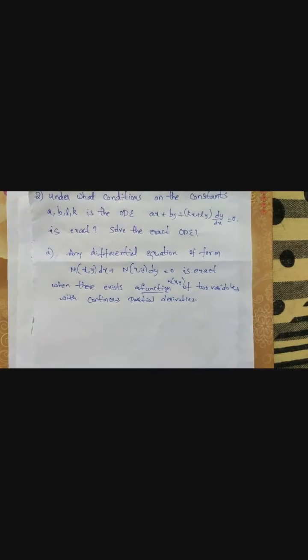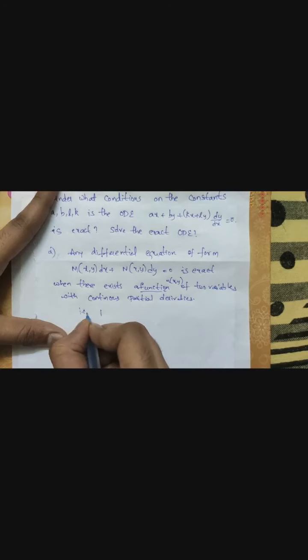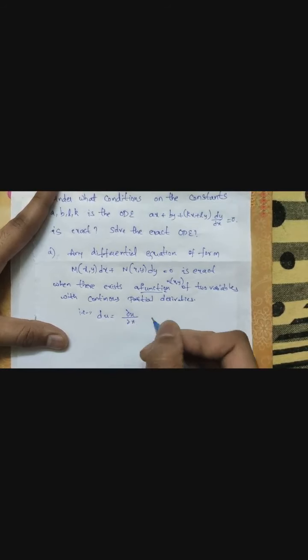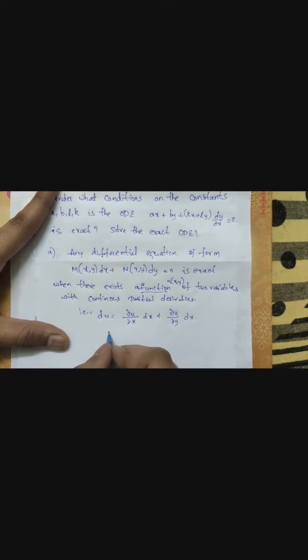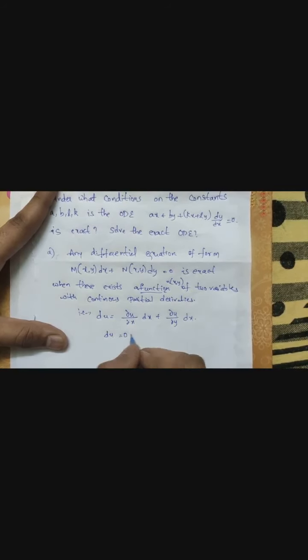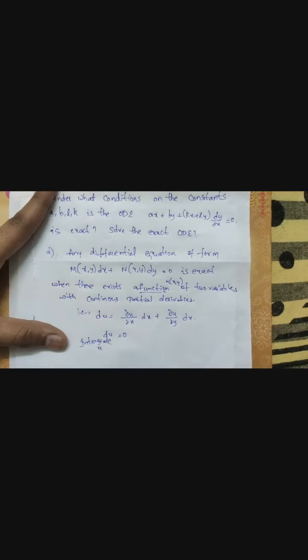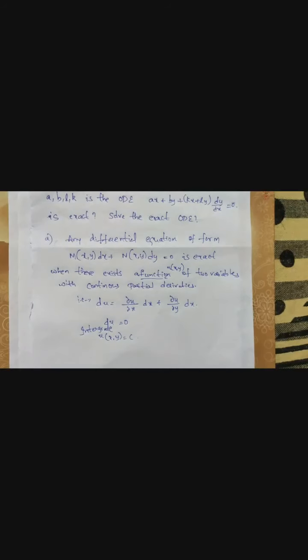The continuous function of two variables with continuous partial derivatives, that is du = (∂u/∂x) dx + (∂u/∂y) dy, and the exact form will be du = 0. Then integrating du, you will get u(x, y) = c. Okay, this is the condition for the exact ODE.